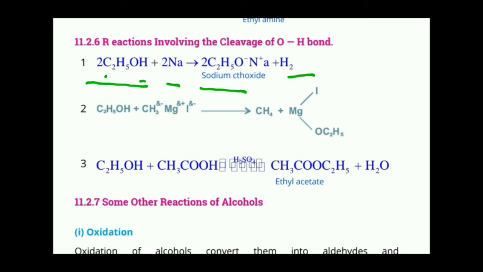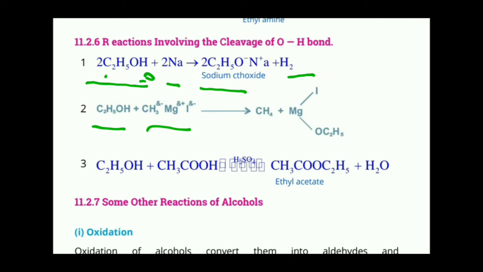Why did we take two molecules? Because for hydrogen gas, from one molecule only one H positive is released, but from two molecules, two hydrogens are released and they form hydrogen gas. Okay, in the second reaction, ethanol reacts with Grignard reagent.